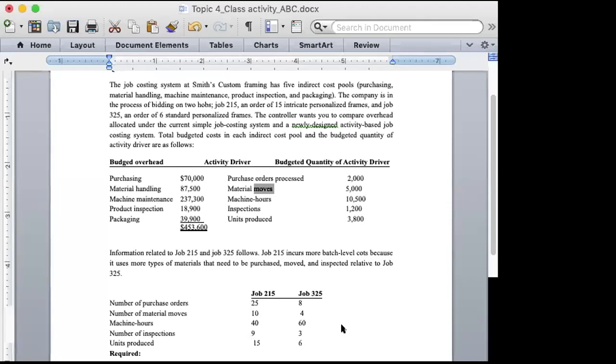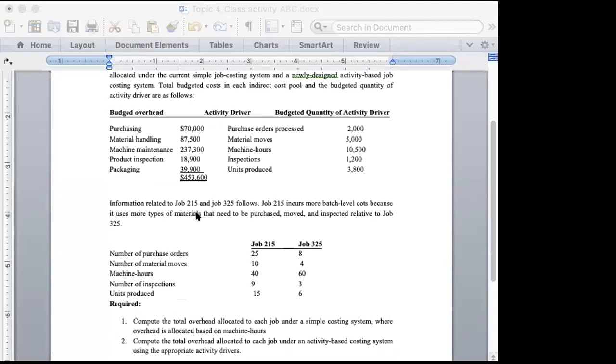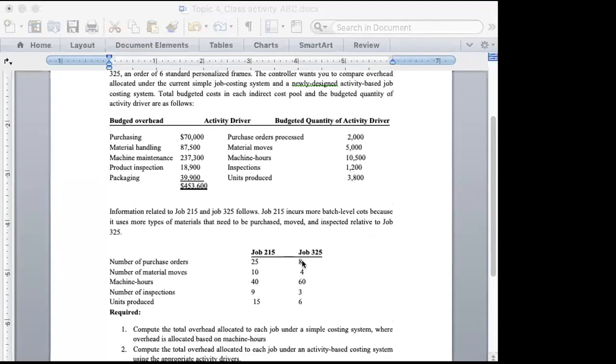So keep in your mind, these items are your cost pool, and whatever information is given in front of that one, that is your cost driver. So cost pool, cost driver. So this is your total overheads, all right? So you have two products, job 215, job 325, like product A and product B, right?